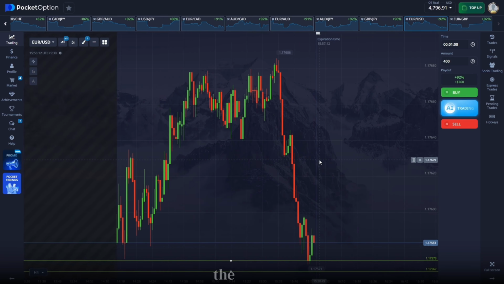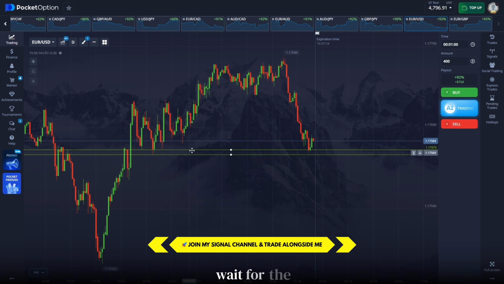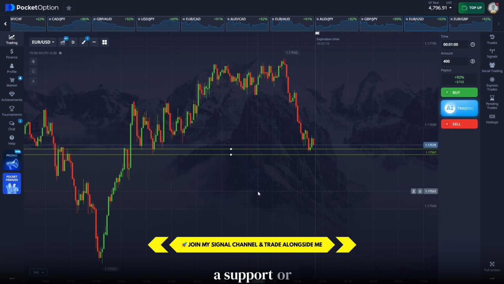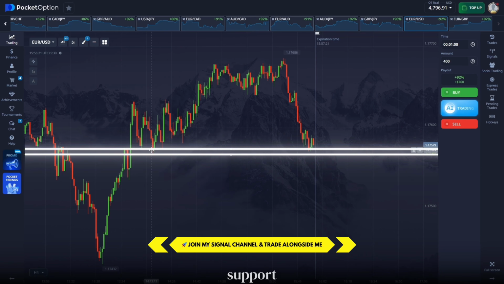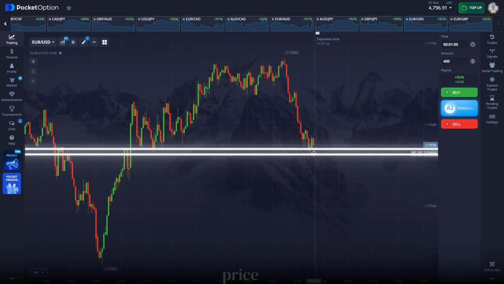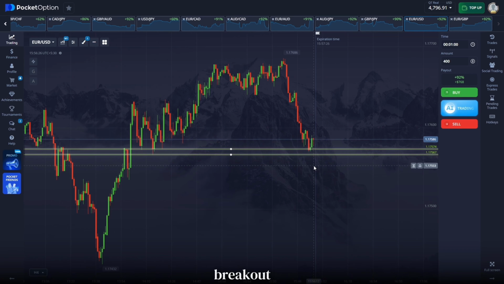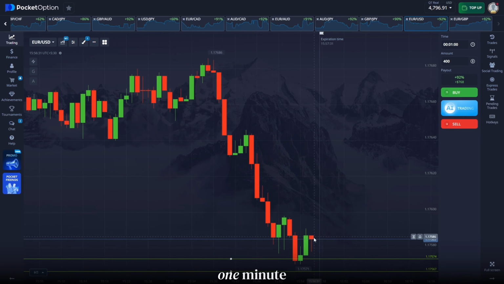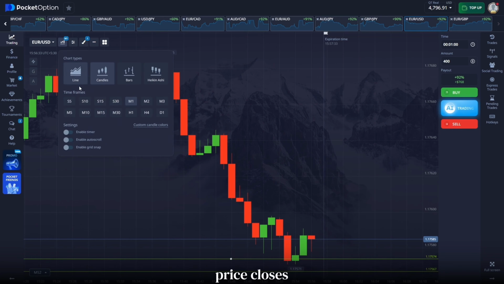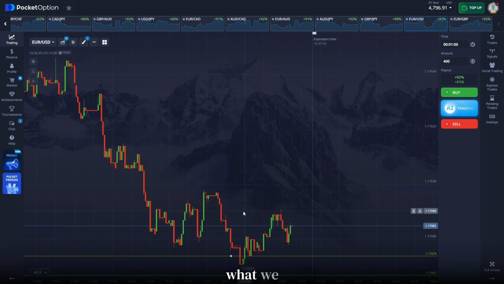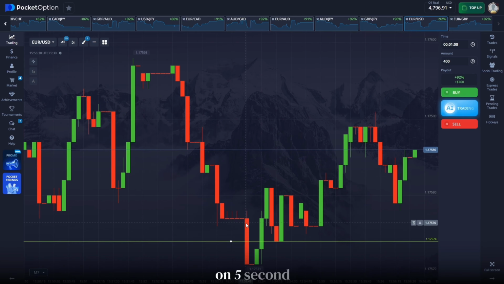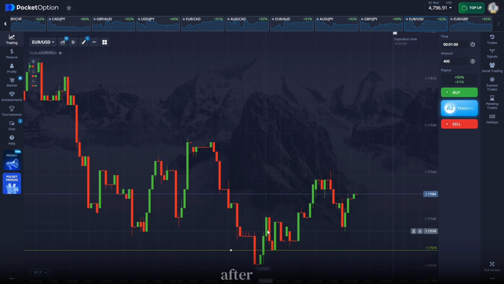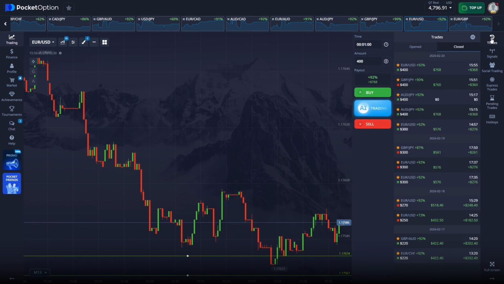Now the logic and the strategy: we have to wait for the price to hit a clearly visible buying or selling zone, or support or resistance. In this case, this is a support level, clearly visible support. Price hit the support, there is no breakout on the 1 minute chart, meaning we can expect a 1 minute reversal. Price closes above the zone. What we needed was a confirmation on the 5-second chart. We got a confirmation candle here. I placed my trade, and after that the price went up and we booked profit.